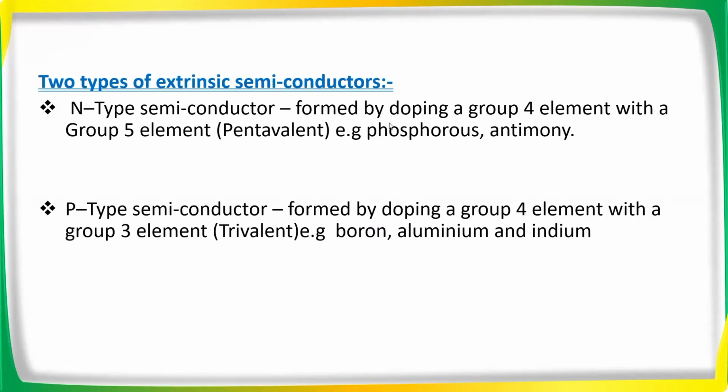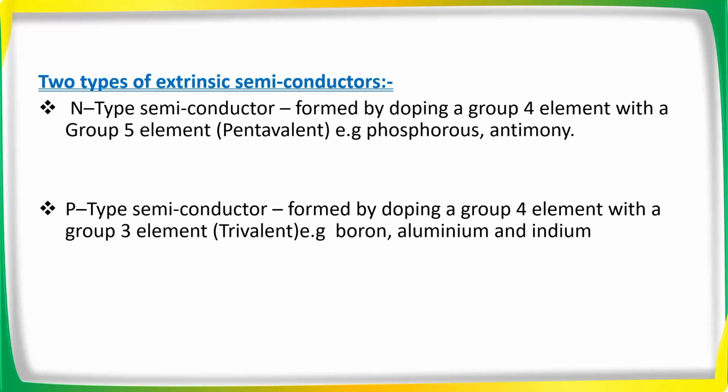Now, how do we dope? We have two ways of doping it. Either we add a group 5 element to a group 4 element, and the group 5 element is known as a pentavalent. From the word pentagon, we know penta is 5. We add a group 5 element, which is called a pentavalent atom. For example, we can add phosphorus or we can add antimony. You add it to an intrinsic semiconductor, and we'll see how it forms an N-type semiconductor.